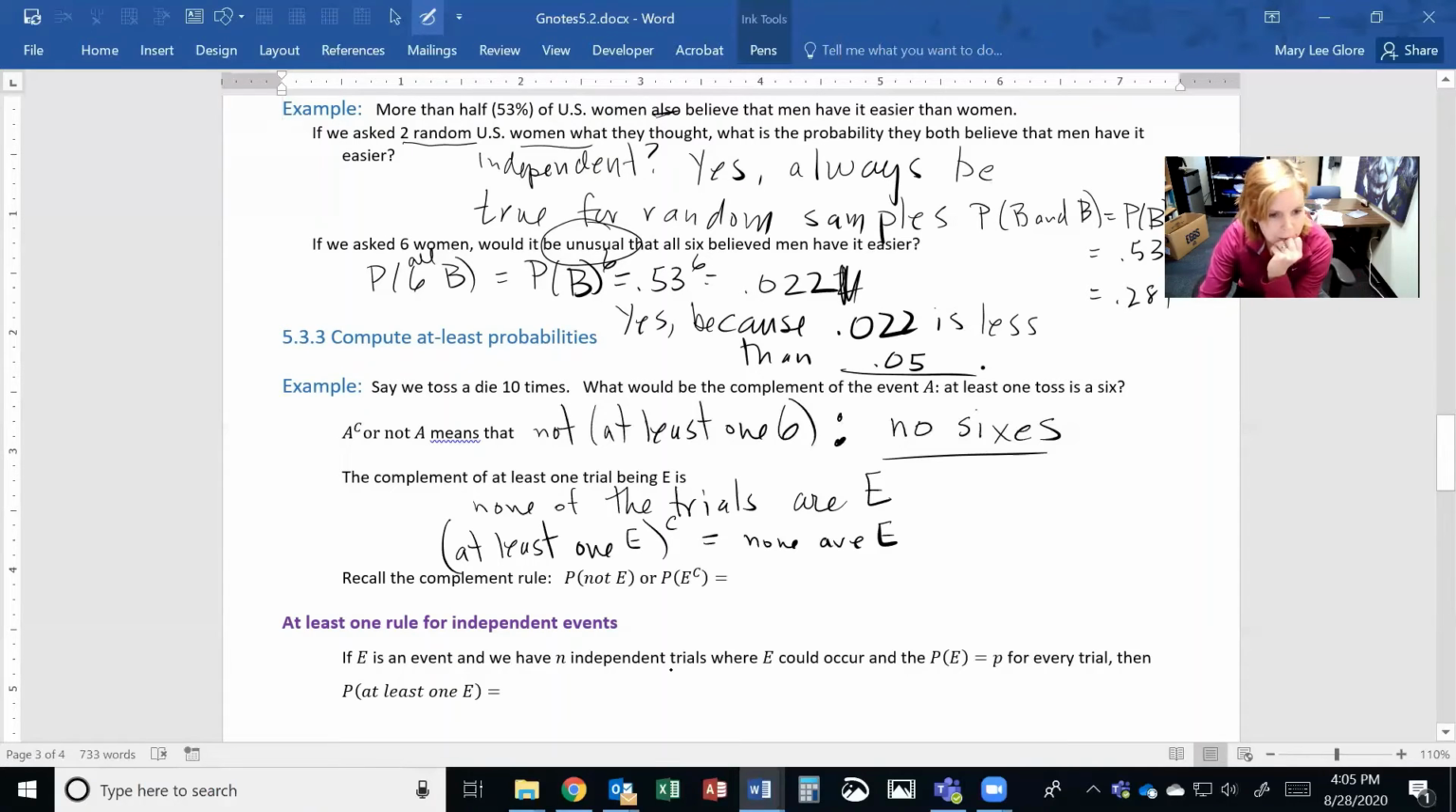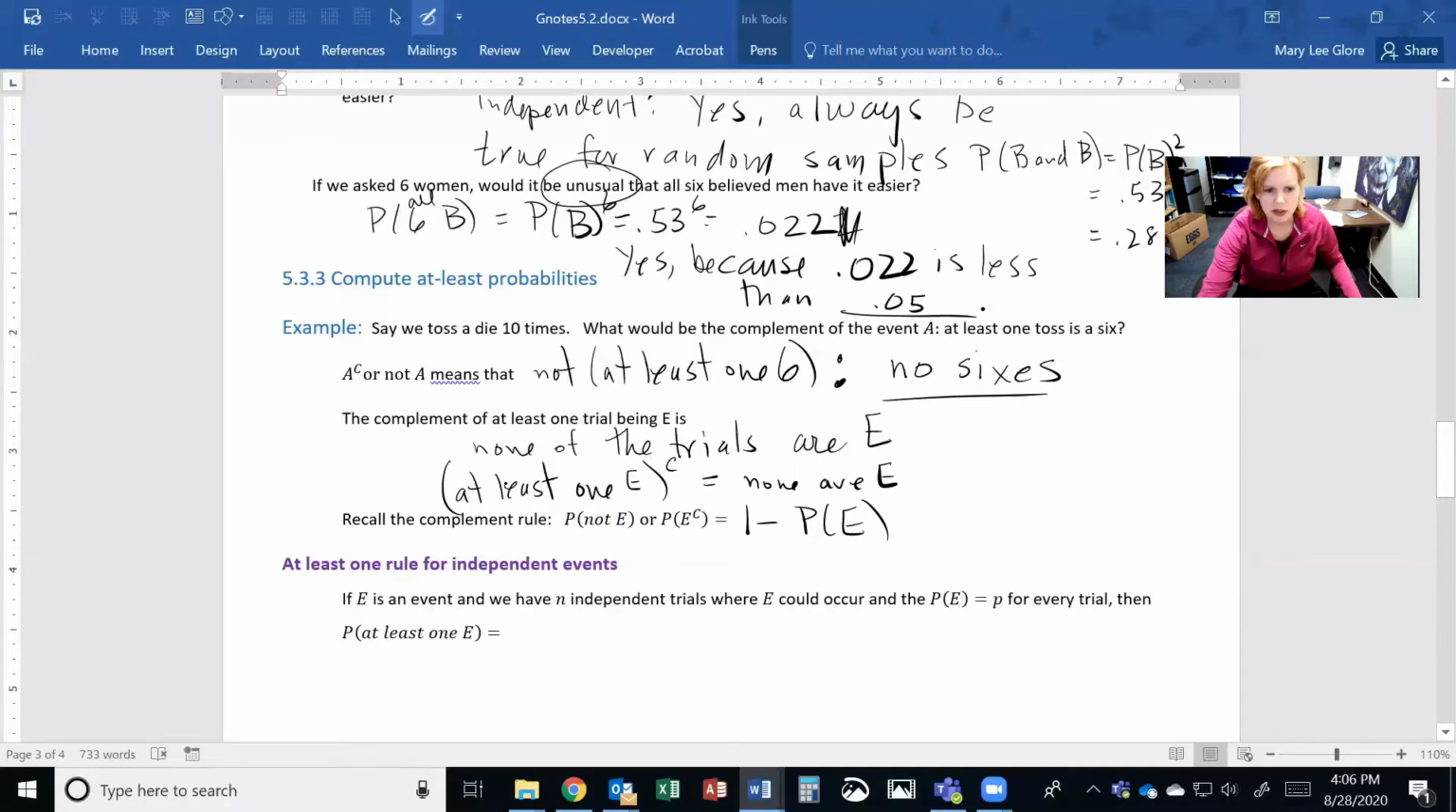So does anybody recall the complement rule? The probability of not E, or E complement, how do we get that? The E complement is every other outcome. So if the probability of E is 0.3, the probability of not E is 0.7. So it's everything that's not an E. That's going to be 1 minus the probability of E. And we're going to use these ideas to derive the probability of at least one E.